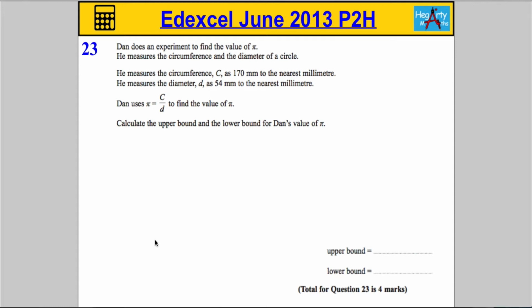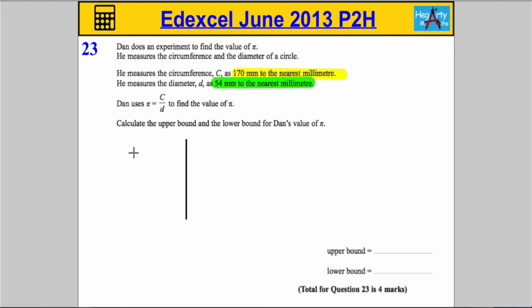Okay, question 23. Dan does an experiment to find the value of pi. He measures the circumference and the diameter of the circle. It says he measures the circumference C as 170 millimeters to the nearest millimeter, and he measures the diameter D as 54 millimeters to the nearest millimeter. He uses the formula pi equals C over D to work out the value of pi. We're asked to calculate the upper bound and the lower bound for Dan's value.